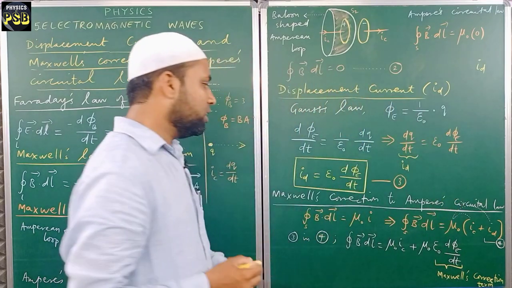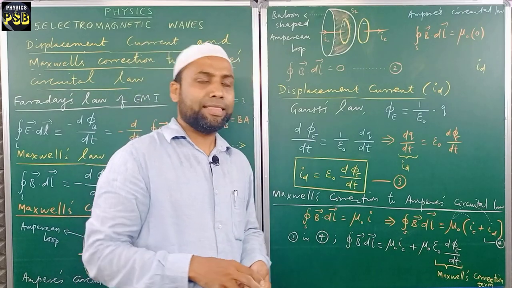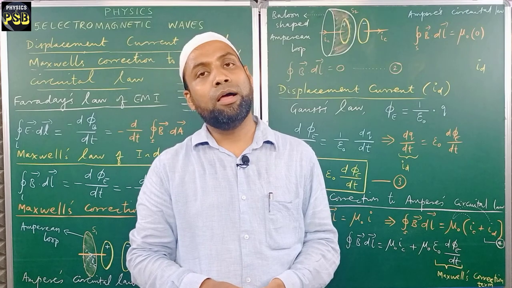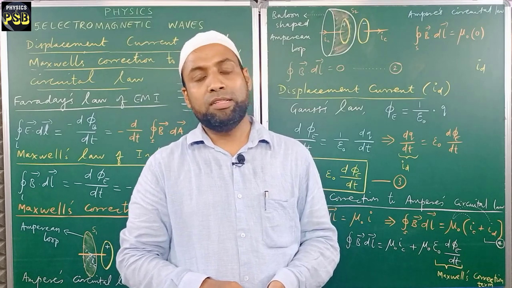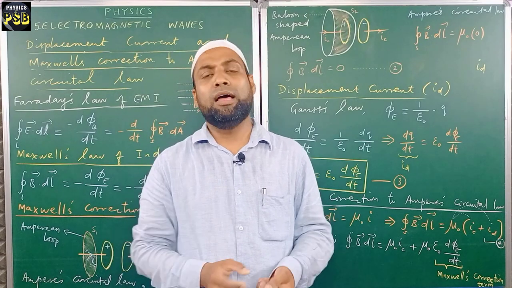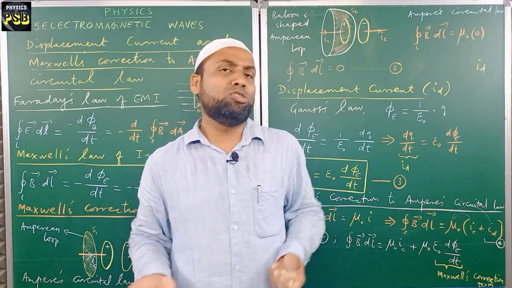So from this, one can easily understand that a changing electric field can produce a magnetic field. This is how electromagnetic waves exist in empty space where there is no charge.